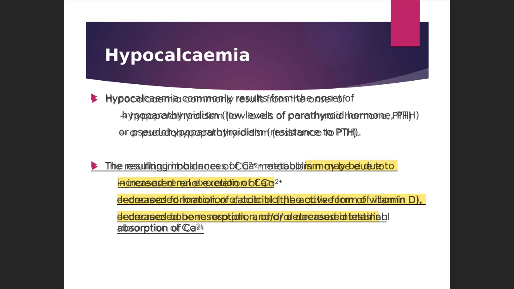The next is the resulting imbalance of calcium, which may be due to excess calcium secretion from the kidneys, the renal secretion, or decreased formation of calcitriol, the active form of vitamin D. It can also be due to decreased bone resorption and intestinal disease, where the absorption of calcium from the intestine is decreased.